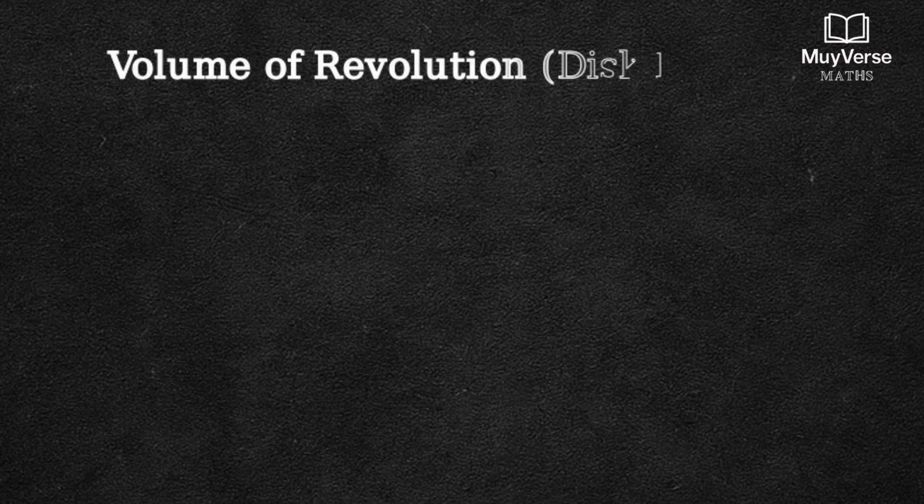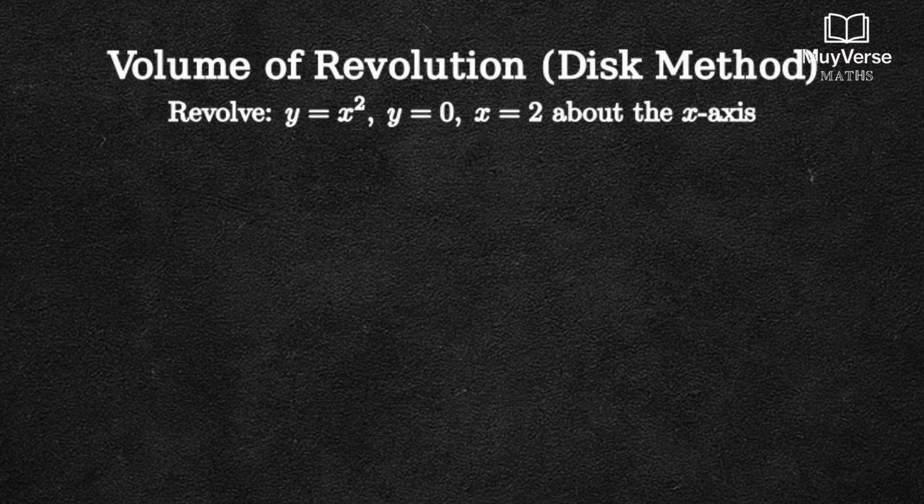Volume of revolution using the disk method. Find the volume formed by revolving the region bounded by y equals x squared, y equals 0, and x equals 2 about the x-axis. Step 1.